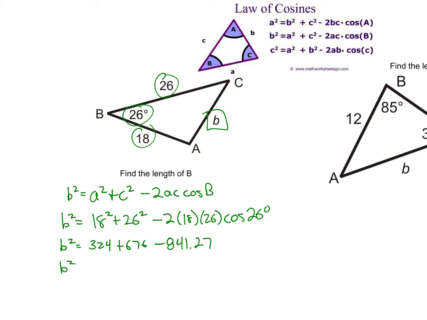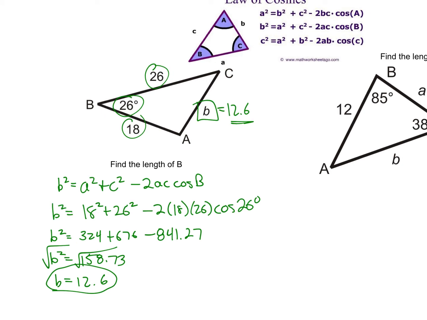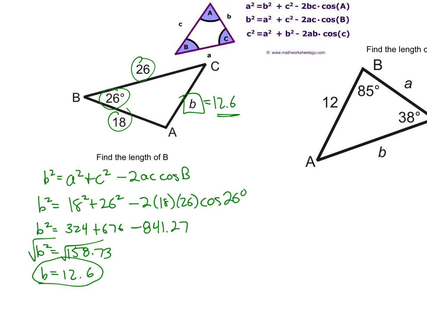So B squared equals 158.73. Square root, square root. So B is going to be equal to 12.59. 12.6 is acceptable here, so I would call that 12.6. And then, does that make sense? I think it does. That works for the context of the problem. 12.6 is a perfectly acceptable answer there.